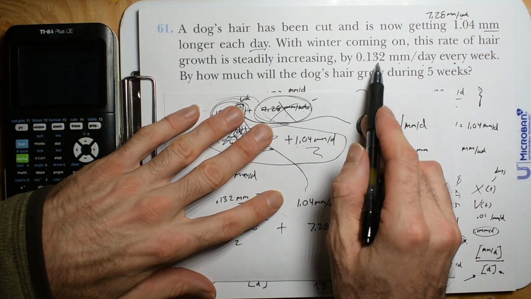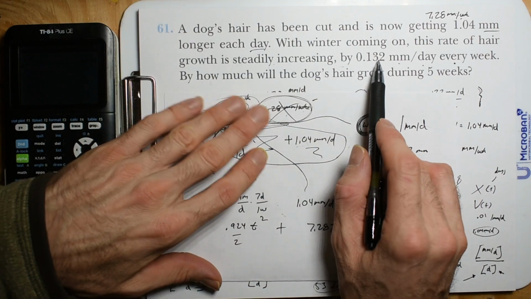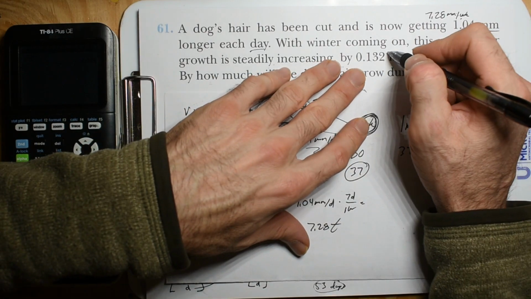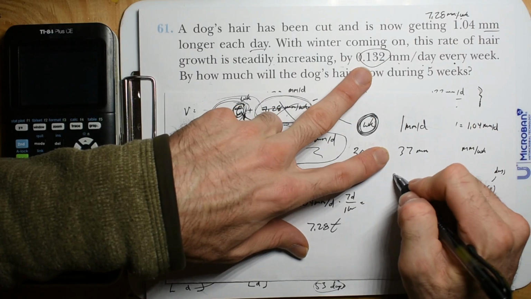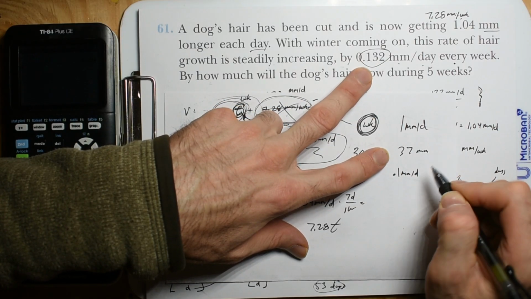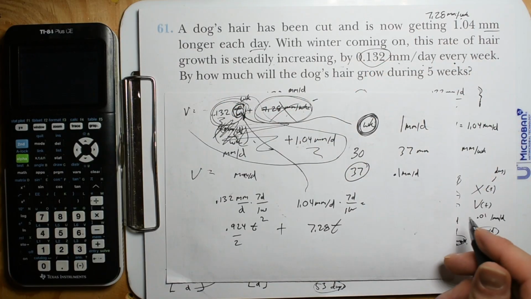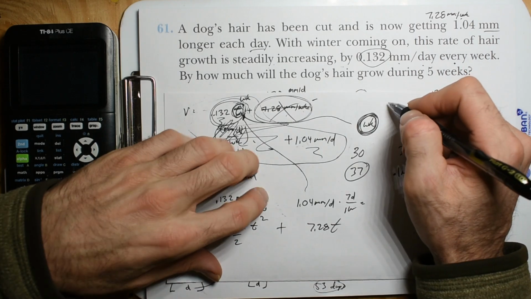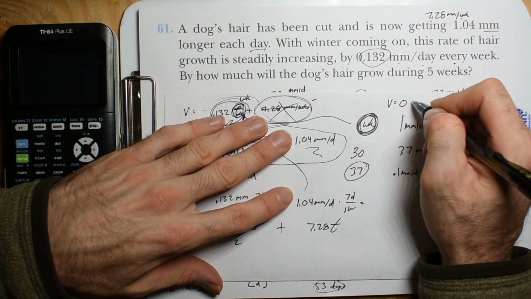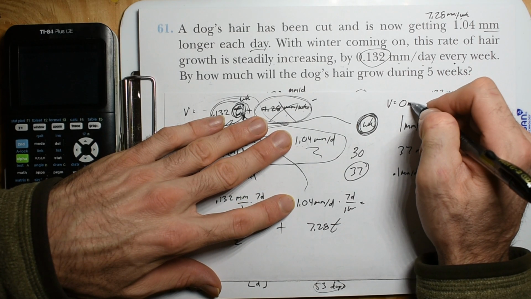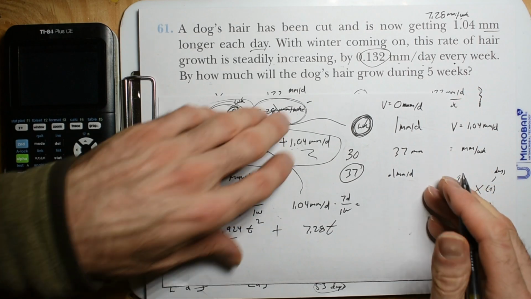But I know that our growth is going to be increasing. So then I just focus right on this term. Let's say this is just 0.1 millimeters per day. So this is going to be the increase in speed. And again, it's kind of useful to maybe start with a velocity of 0 millimeters per day.